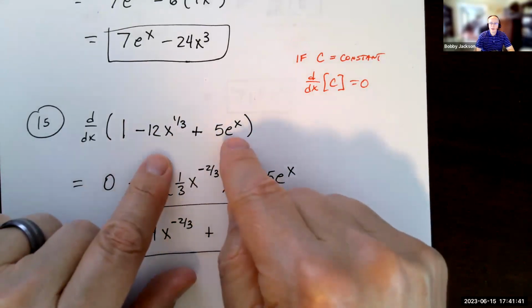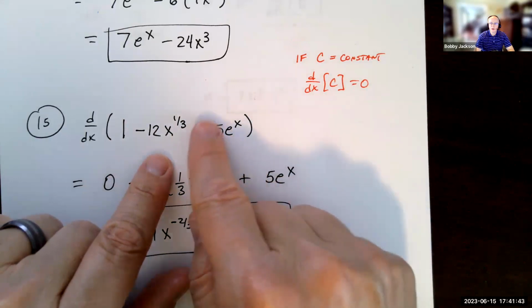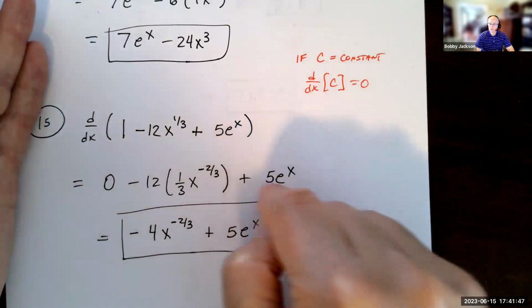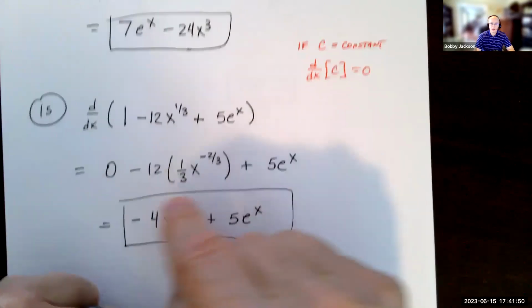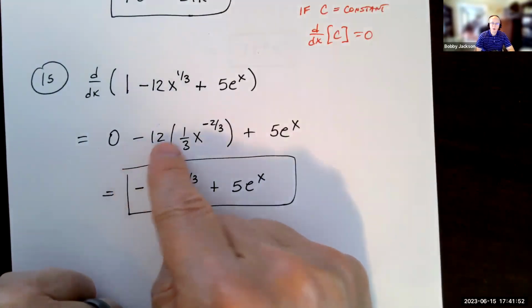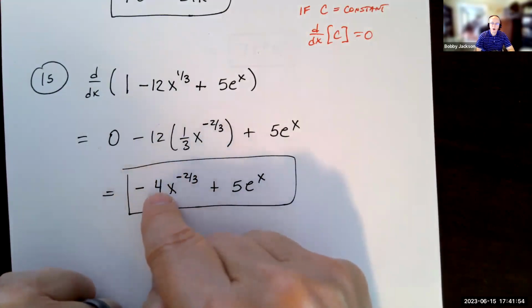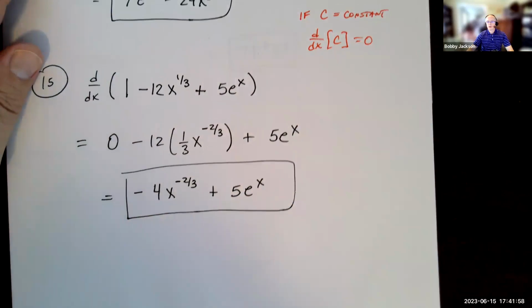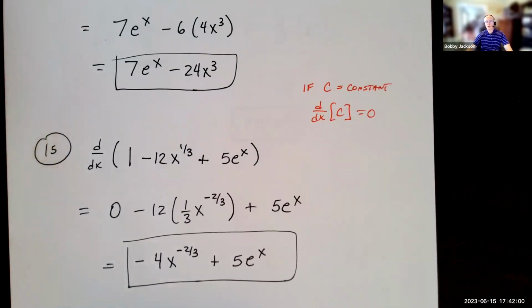What's the derivative of 5 e to the x? 5 is a constant multiple, pull it out. What's the derivative of e to the x? e to the x, so 5 times e to the x. The derivative is the same. Clean this up. I get negative 12 times 1/3 is negative 4, x to the negative 2/3 plus 5 e to the x. So, two simple derivatives. Hopefully you're practicing a lot of this and getting used to using these rules for derivatives.